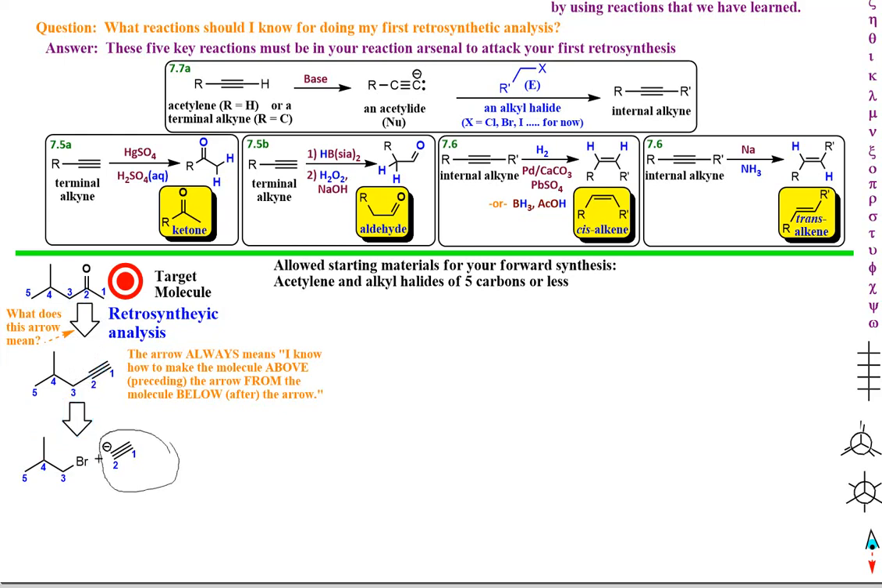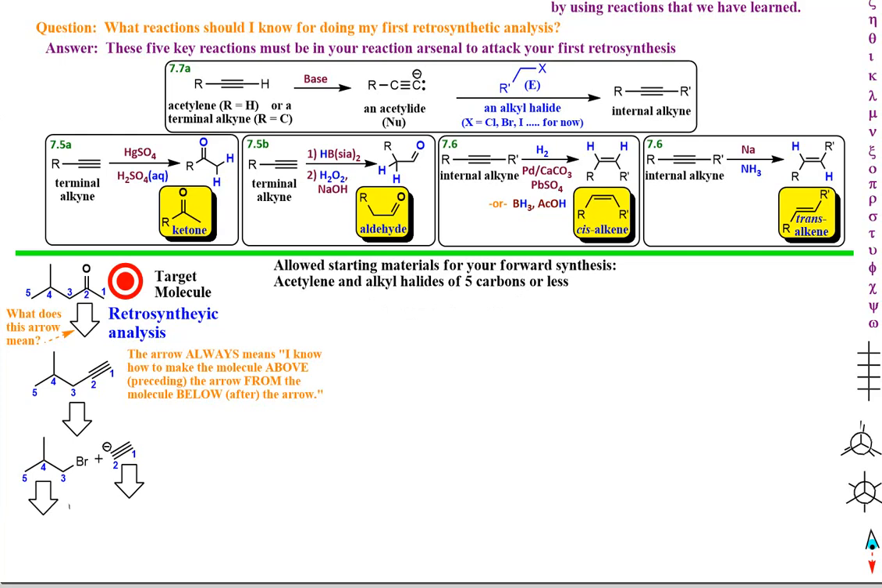This species is called acetylide. This species is called 1-bromo-2-methylpropane. Now I have 2 targets. Where did this come from? Typically I'd ask where that came from, but I see that that molecule is actually on my list. It is an alkyl halide of 4 carbons, which is less than 5. So I don't have to account for that.